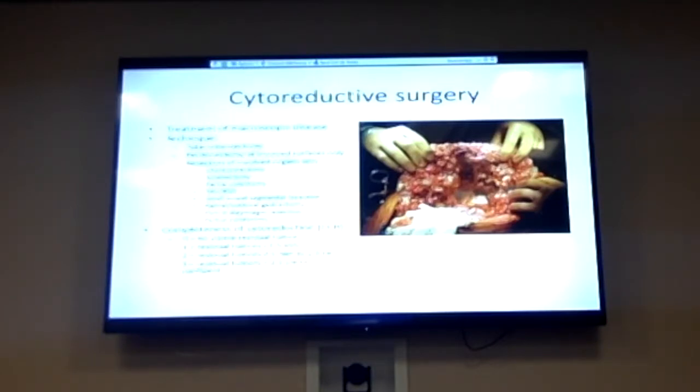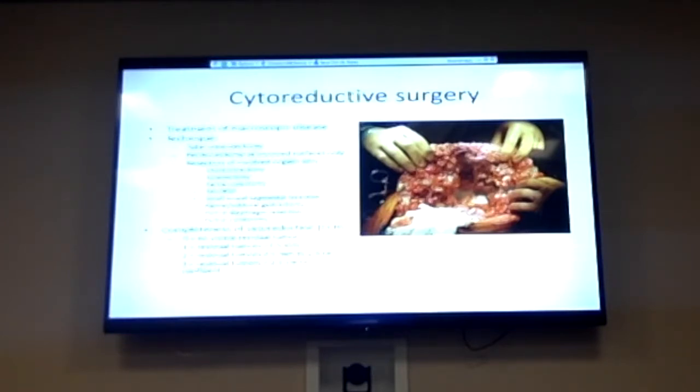So cytoreductive surgery essentially is the treatment of macroscopic disease. And you do a total omentectomy, peritonectomy of the involved surfaces, and then resection of the involved organs, whether it's gallbladder, spleen, the colon, the uterus and ovaries and tubes, small bowel that's involved.